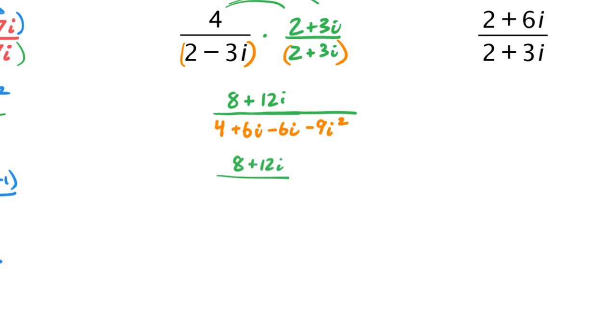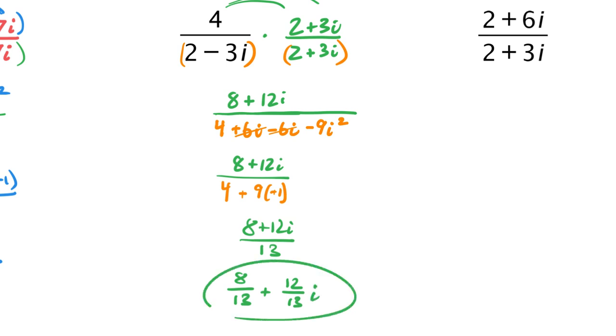On the denominator, well, let's see here. I'm going to have 4. The 6i and the negative 6i, those cancel out. So I really have 4 minus 9 times negative 1, which is the same as plus 9, right? So I get 8 plus 12i over 9 plus 4, which is 13. Rewrite it as a fraction. 8/13 plus 12/13 i. That's my final answer.